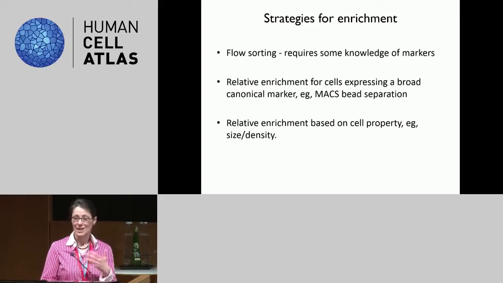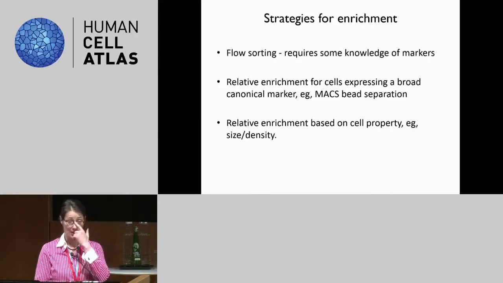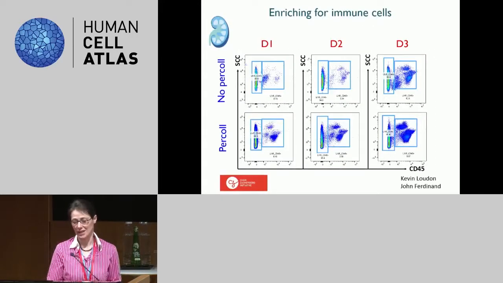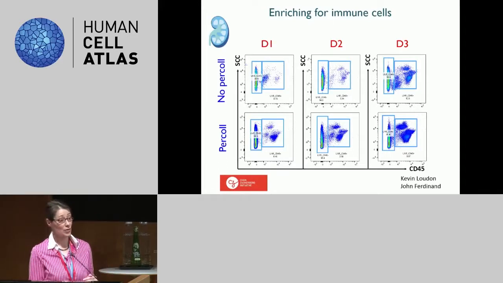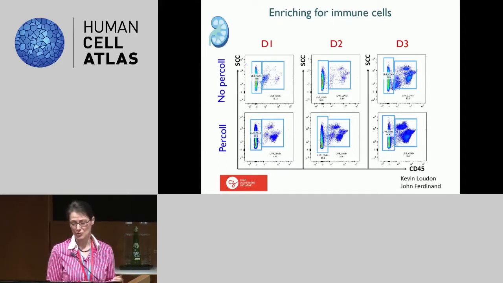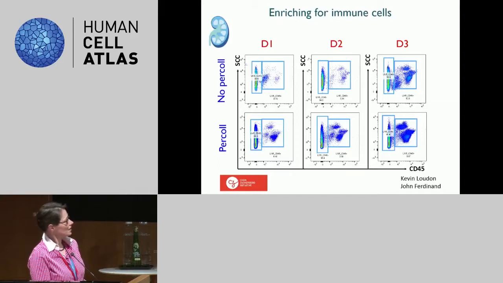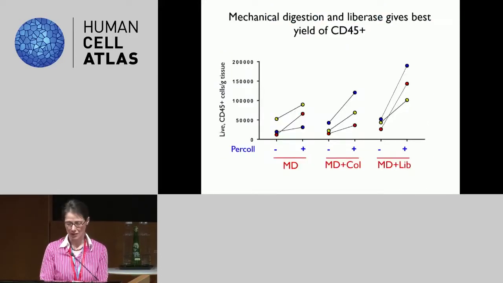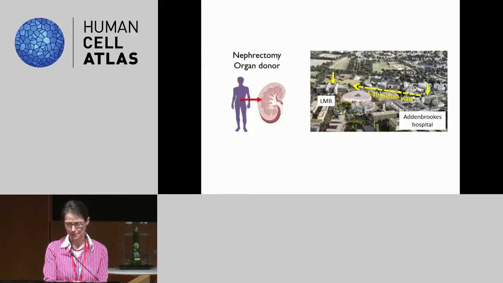Or you can, in an even more pragmatic and simple way, apply an enrichment protocol based on a cell property, like its size or density. And again, this is something we've been trying to systematically compare, so using a 44% Percoll gradient to try and enrich for immune cells. And you can see that if we use that in combination with Liberase, then we get a really nice enrichment of immune cells, and we've shown that over 3 different kidney samples.